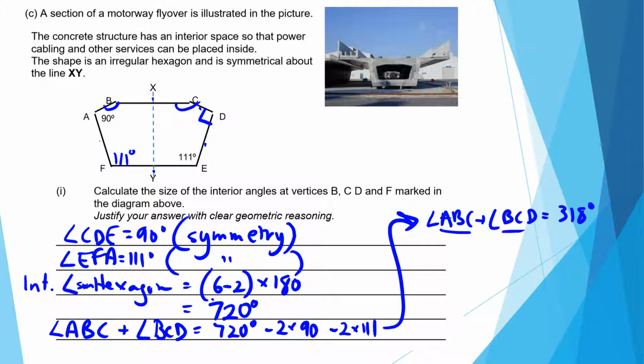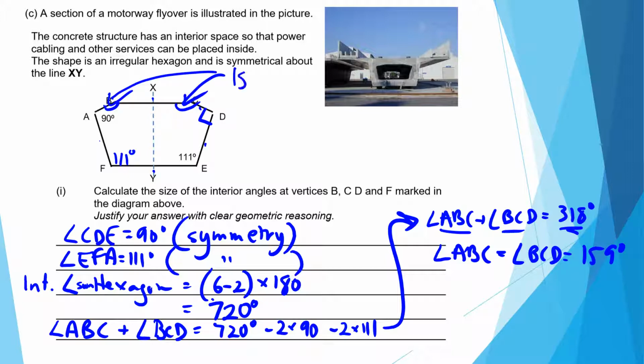Now these two must be the same because they're symmetrical. So that means angle ABC equals angle BCD, and they equal half of that, which is 159 degrees. So we found that one and that one, and they're both 159 degrees. So we found all of them. Job done. If we just found these ones over here using symmetry, that's achieved, and if we found them all, that's good.